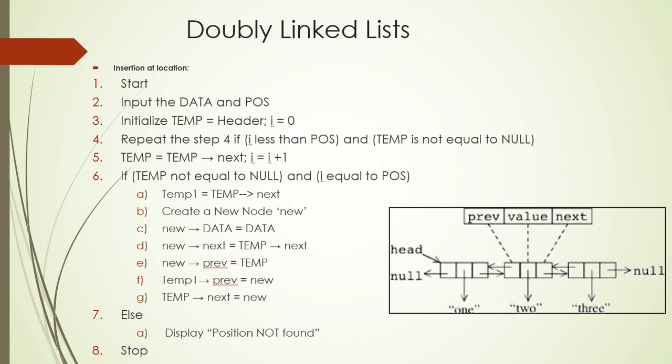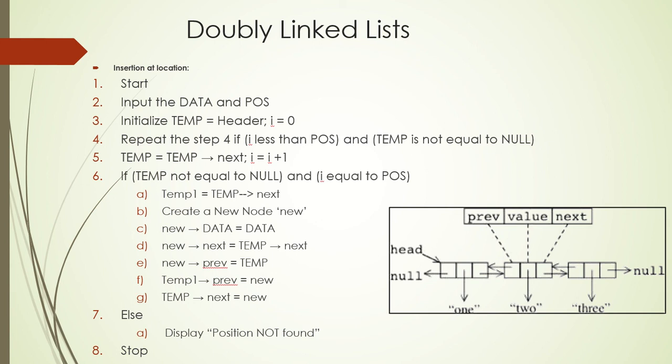So now you're going to have a loop where you're going to compare whether I is less than the position and temp is not equal to null. So the two cases are you haven't reached your user specified location yet and you haven't gone out of the doubly linked list. So that is checked inside the loop, which is written in step number 4.